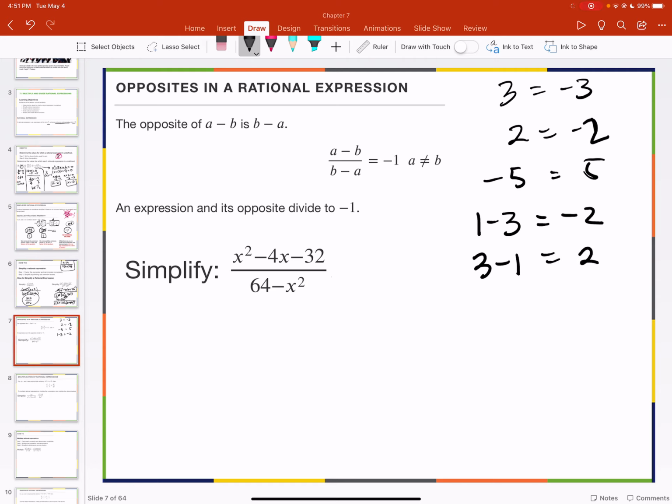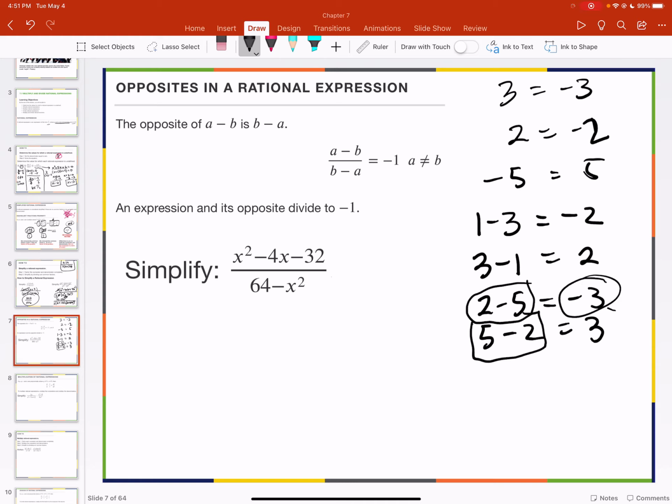That's +2. Let's try another one. 2 minus 5 equals -3. 5 minus 2 is equal to +3. So you can see that when you're taking the difference, depending on which one's larger, the answers are going to be opposites. Even though it's not commutative, they're not equal to each other, but they are opposites. So if you have a minus b over b minus a, that's equal to -1. An expression and its opposite reduce to -1.